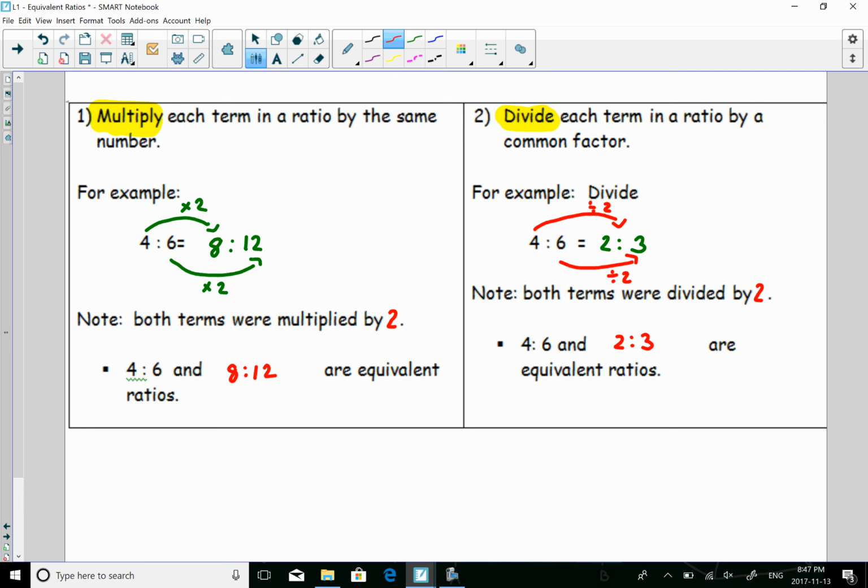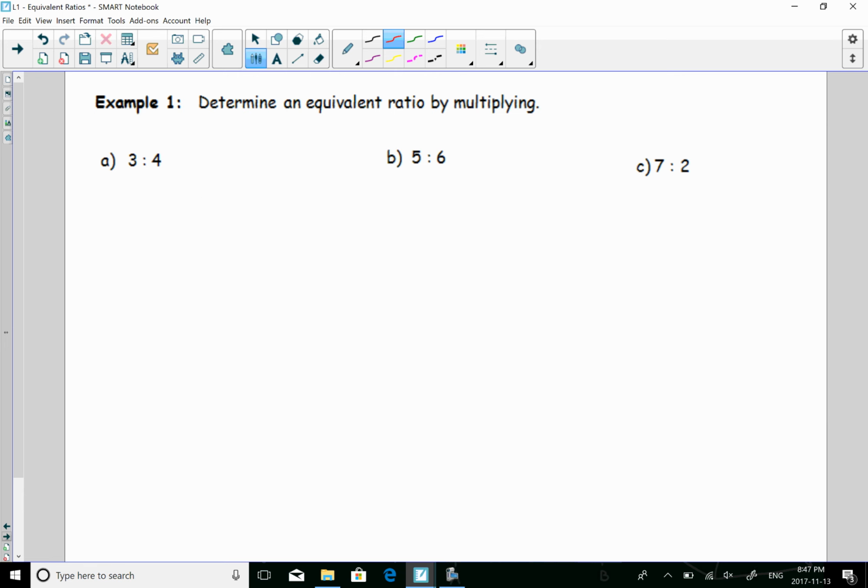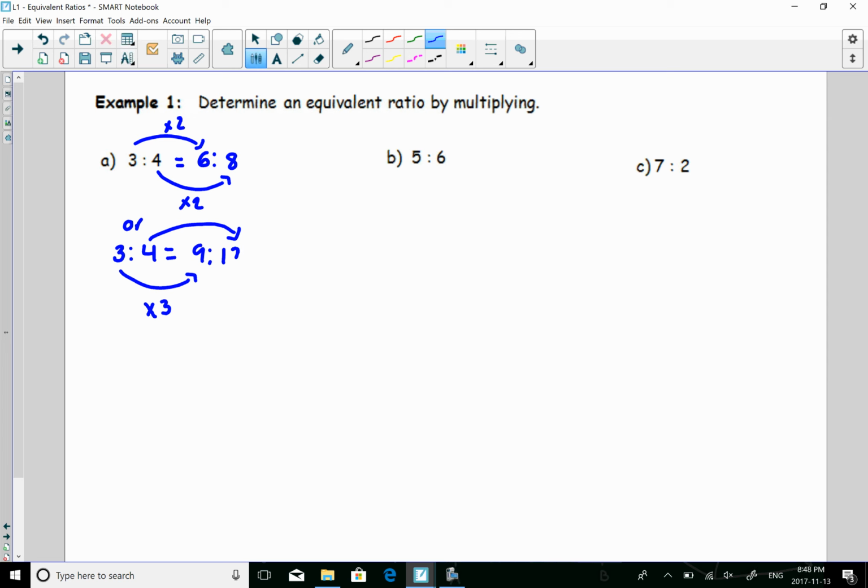Okay, so let's practice some of these. Determine an equivalent ratio by multiplying. So I can multiply 3 and 4 by any value. So I can multiply it by 2. So that would be equivalent to 6 and 8. I've multiplied this by 2 and I've multiplied this by 2. Or I could have chosen another number. Let's say I multiplied by 3. So 3 times 3 is 9, and 4 times 3 is 12. Okay, so there are various answers.